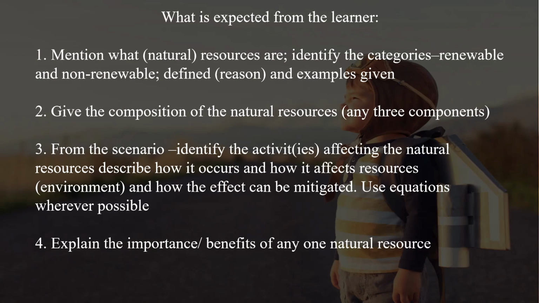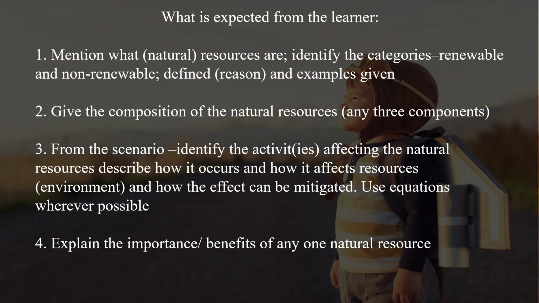Now, you identify from the scenario the human activities that are affecting the natural resource. Describe how these activities occur or how they affect the resources in the environment, and how their effect can be mitigated. Now, you explain the importance or the benefit of the natural resource. So those are the four basic areas that you need to take note of when you are responding to items in Section B Part 2.